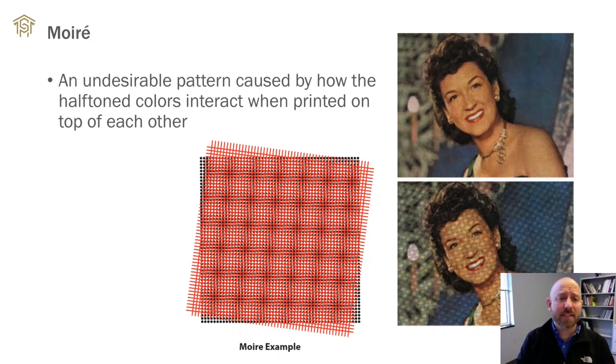What a moire is, it's an undesirable pattern caused by how the halftone colors interact when printed on top of each other. If you're trying to reproduce a color image and your angles are not correct, you're going to start getting this wire pattern that goes through it, and there's absolutely nothing you can do on press to fix it. You'd have to go remake your plates. So it's something we want to avoid. By offsetting our colors that print on top of each other by 30 degrees, it eliminates this moire pattern that occurs.